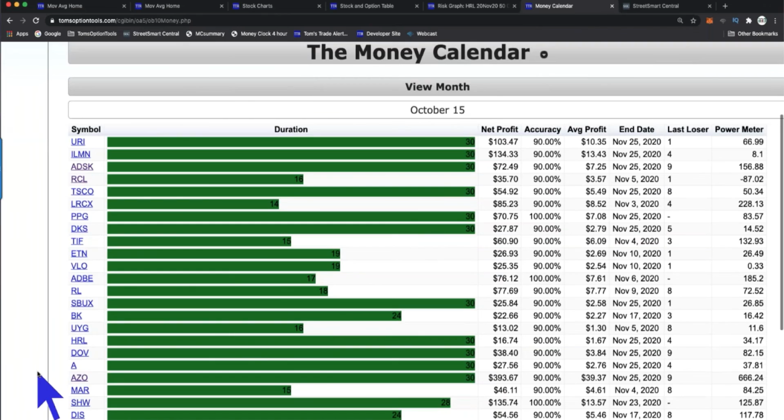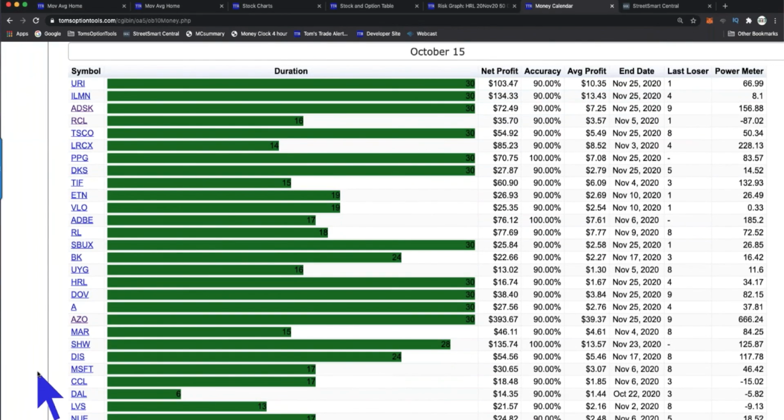If I move down the slide a little bit more, I see Starbucks on here. I think that's a great election stock. Actually, I was talking about that in a recent video.